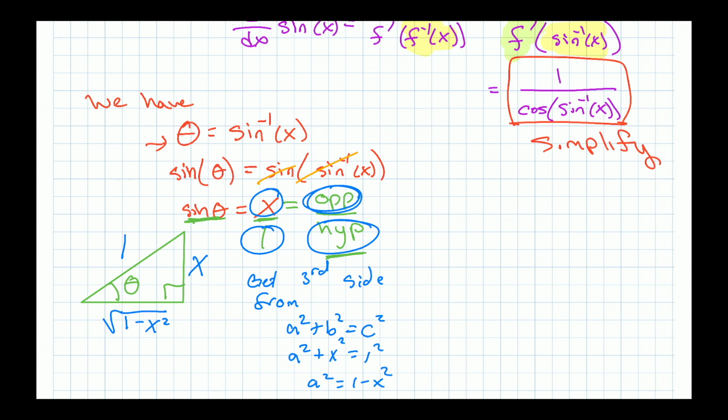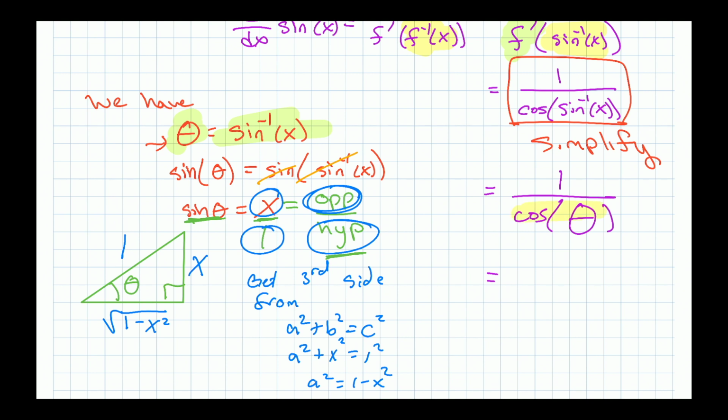So 1 over cosine sine inverse x, right? That's what I have. That is 1 over cosine of, well, what is sine inverse x? Sine inverse x is theta. So theta. Well, now you have 1 over cosine theta. But what is cosine theta?